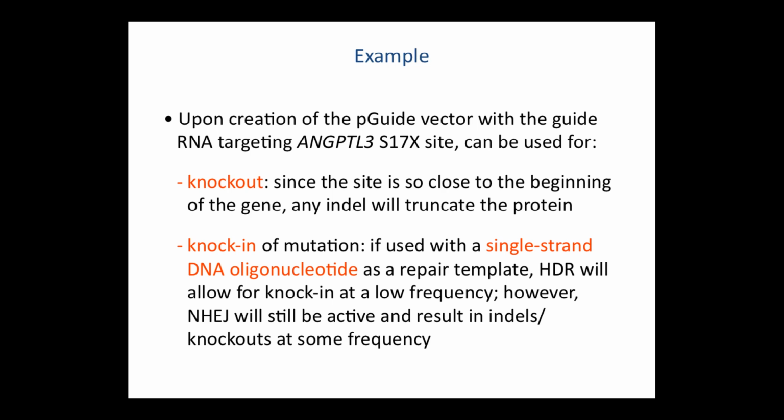It's worth emphasizing that knocking in a mutation relies on homology-directed repair. However, even in the best-case scenario, non-homologous end joining will occur in parallel with homology-directed repair. So even if you're adding a single-strand DNA oligo as a repair template, you'll likely obtain a mix of cells, some with the S17X mutation, and others with indels at the site of the desired mutation. There's not yet a standard method to enrich for the first type, which we want, and prevent the second type from occurring, which we may or may not want. Although such methods are under development and are starting to be reported in the literature.